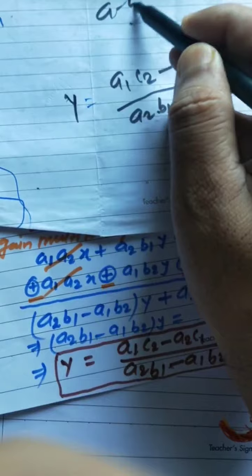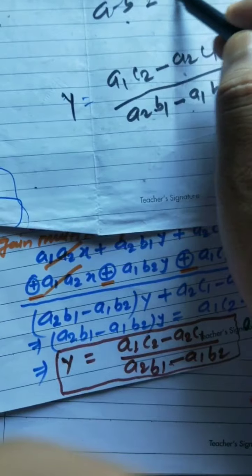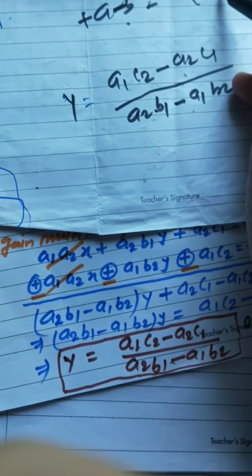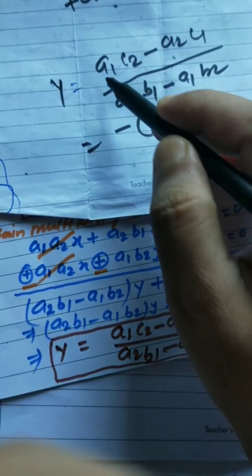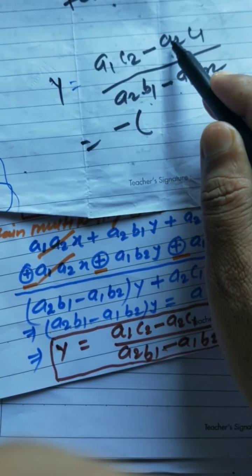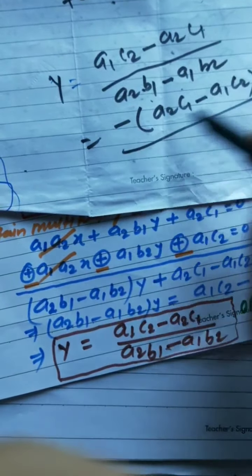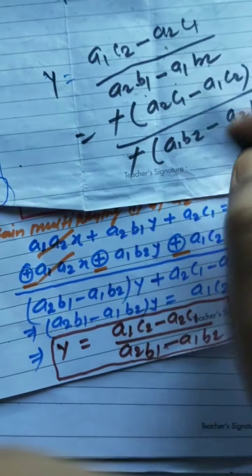Now you know that a minus b is written as minus of b minus a. If we take the minus sign common, the sign will change. This minus sign will change into plus, and this plus sign will change into minus. So now take the minus sign common in the numerator. Then a2 c1 will be positive and a1 c2 will be negative, and also take the minus sign common in the denominator. Then a1 b2 will be positive, and a2 b1 will be negative. So this minus and this minus will be cancelled.